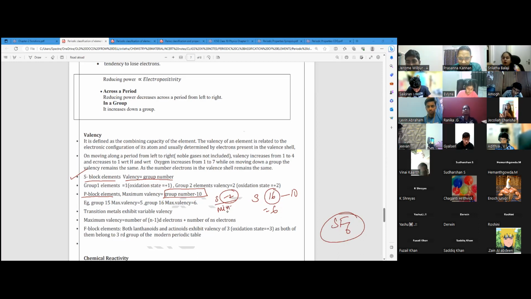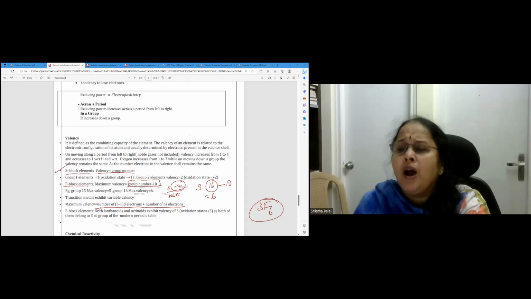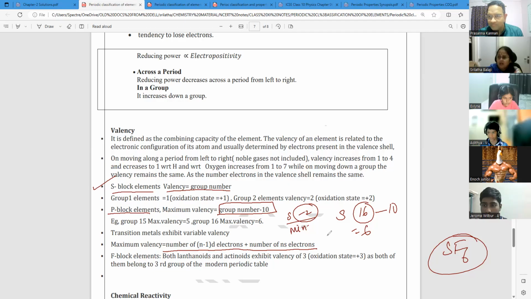See, when it comes to P block, you will not have a unique single valency. You will have multiple valencies there also. So maximum is group number minus 10. Minimum is number of electrons gained, in case of non-metals. Transition metals, the maximum valency is (n-1)d electrons plus ns electrons. It will not be applicable in every case. Is it clear? We will address this in d and f block elements when we do it in class 12.